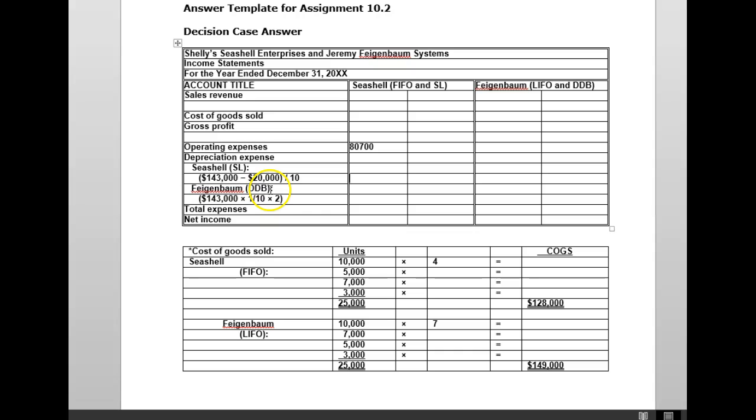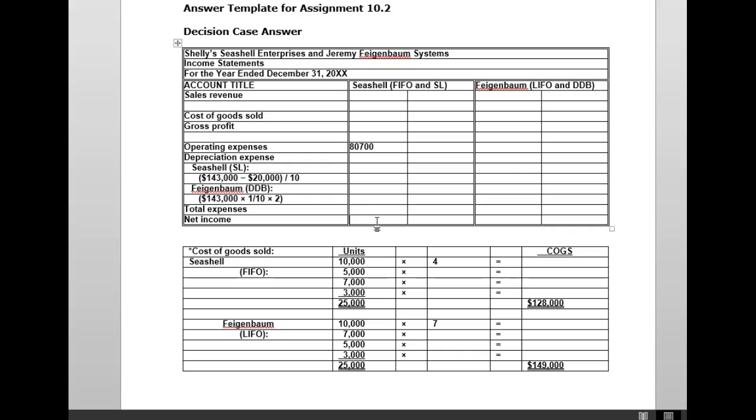Now you look at the other one who uses double declining. They do not take the residual into consideration. So it's 143 times 1/10, or divided by 10, times 2 to get the double declining balance. Then you have your total expenses, and it's going to give you your net income. That's going to give you a definite difference between those two companies, as you can see just going down through there.